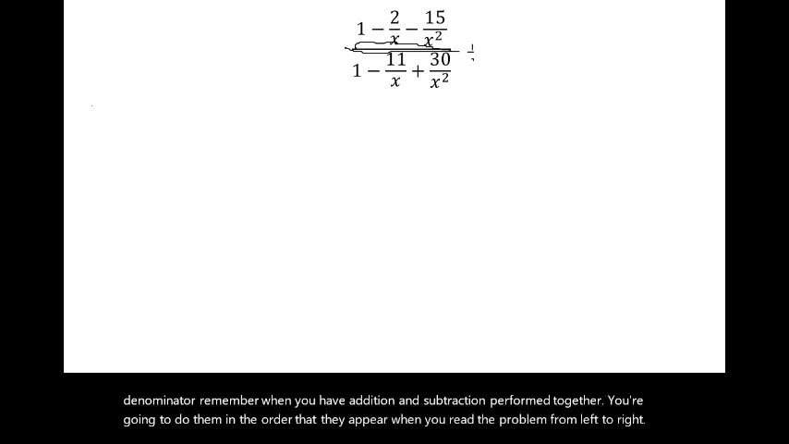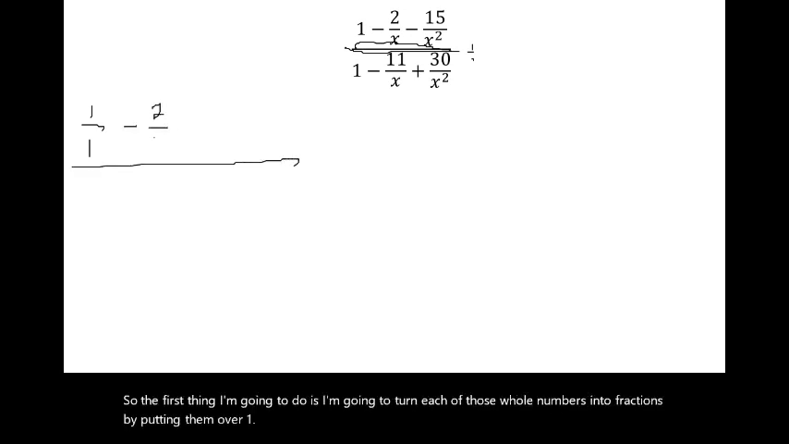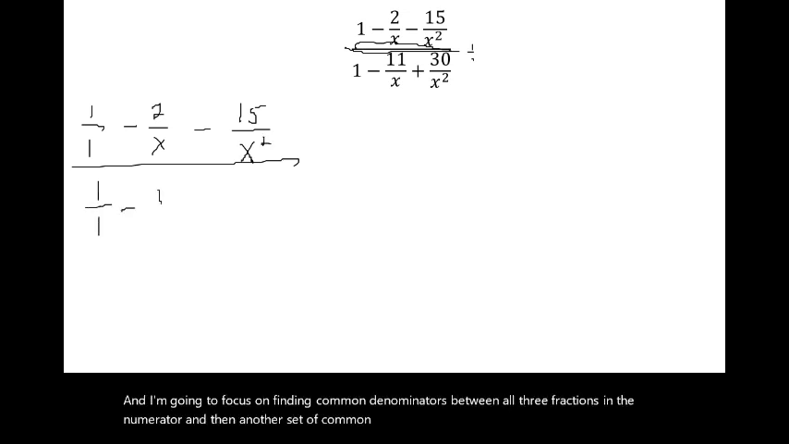So the first thing I'm going to do is I'm going to turn each of those whole numbers into fractions by putting them over 1. And I'm going to focus on finding common denominators between all 3 fractions in the numerator, and then another set of common denominators between all 3 fractions in the denominator.